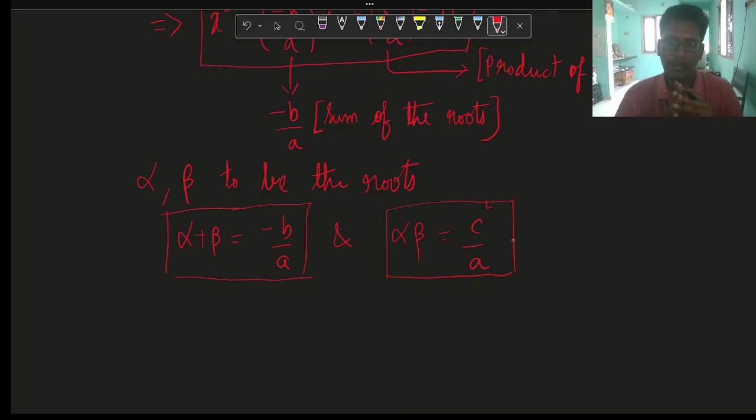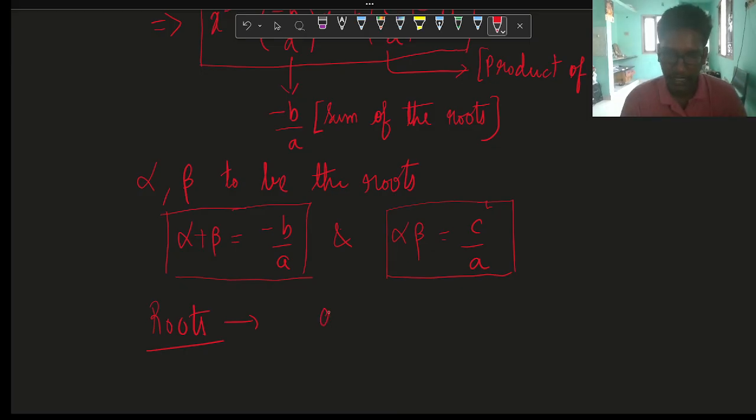And then roots, in the sense, what do you mean by roots? For example, if there is a quadratic equation and you have some value x such that if I substitute that particular value of x, I would end up getting my RHS result as 0. That particular solution is called the roots.